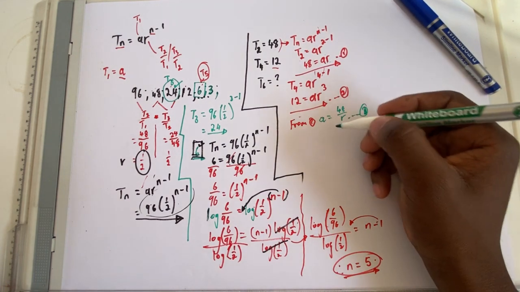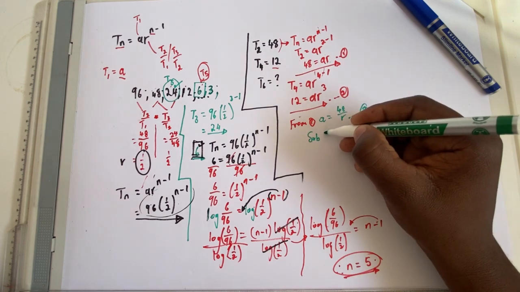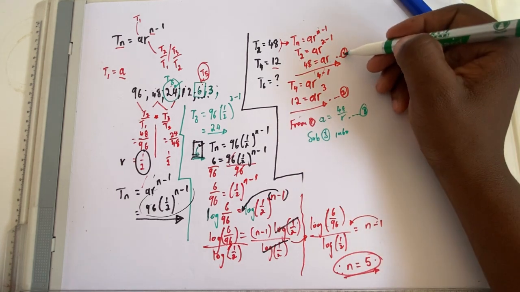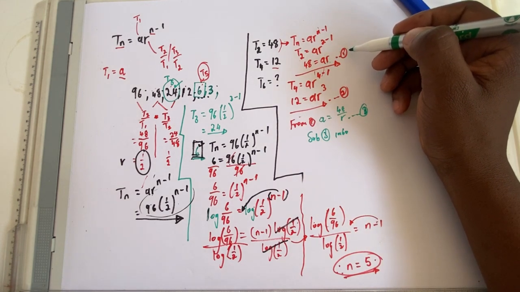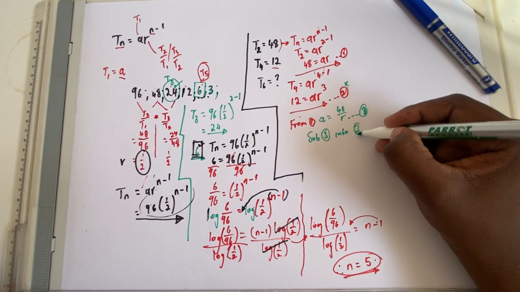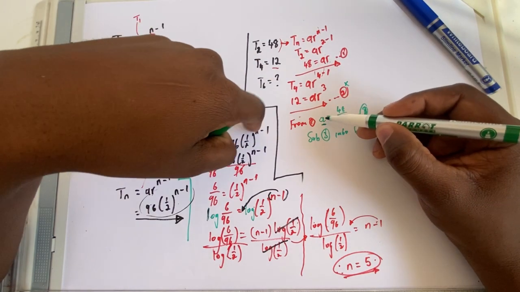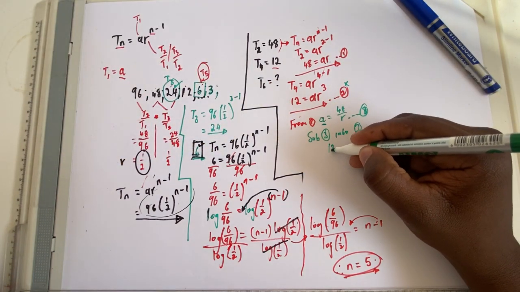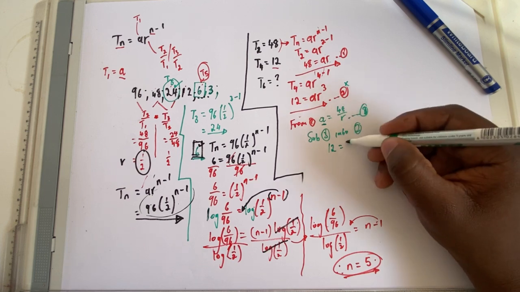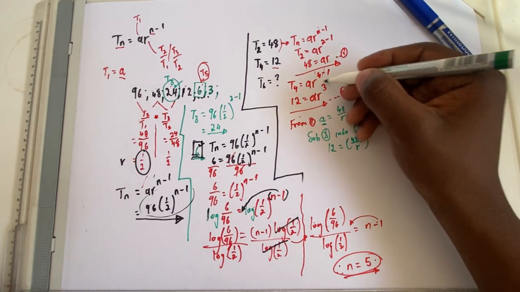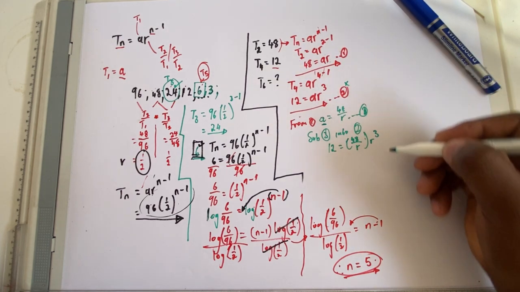Then I'm going to sub equation 3 into what? I can't sub it into equation 1 because it was made from equation 1. So I'm going to sub it into equation 2. Where there is a, I'm going to put 48 over r inside there. So I have 12 equated to a, then I open a bracket, 48 over r, close bracket, and r to the power 3.